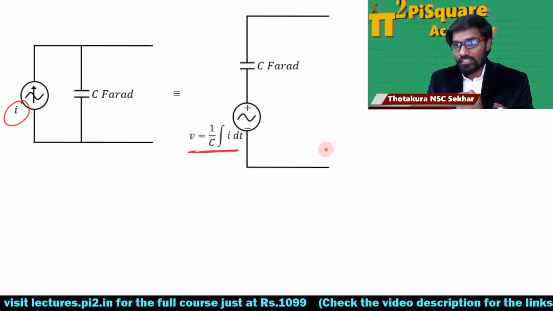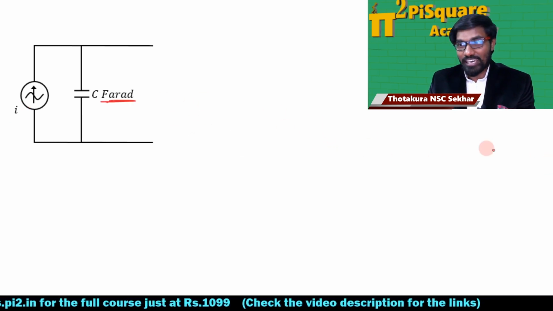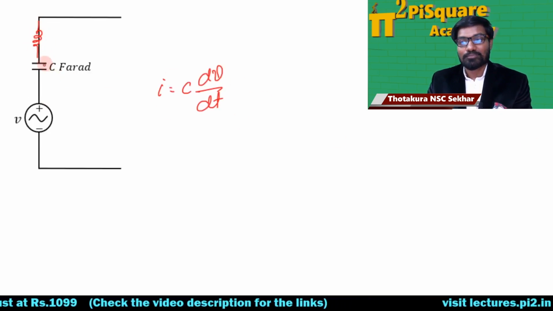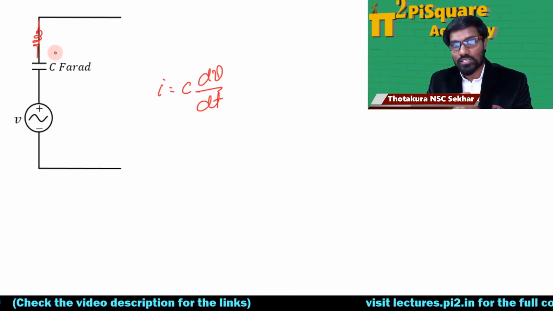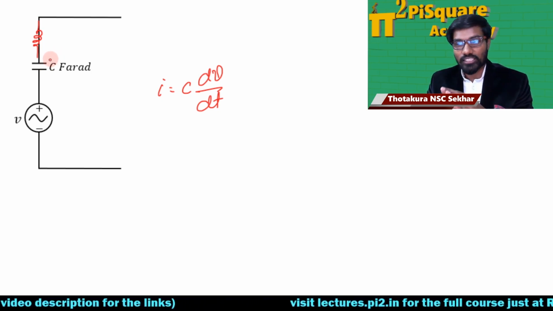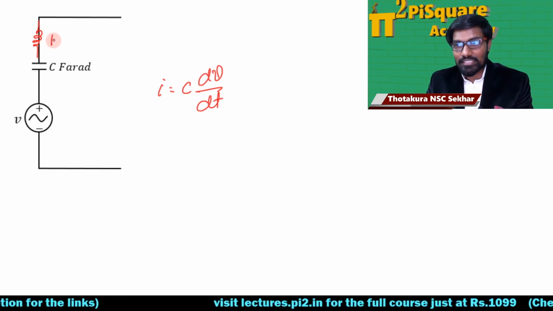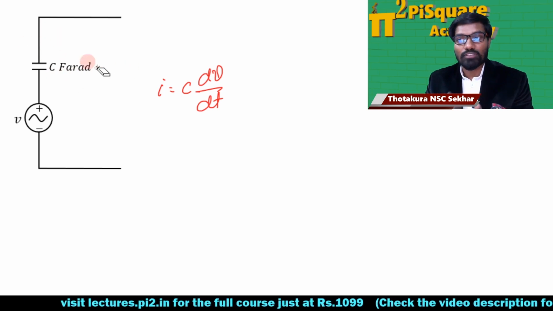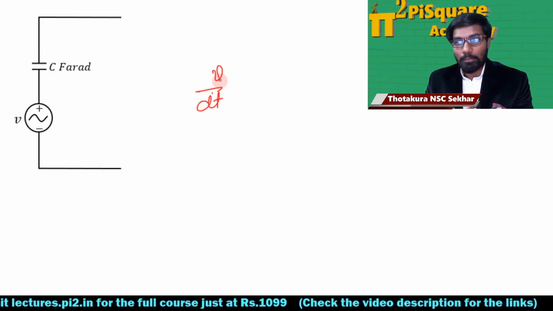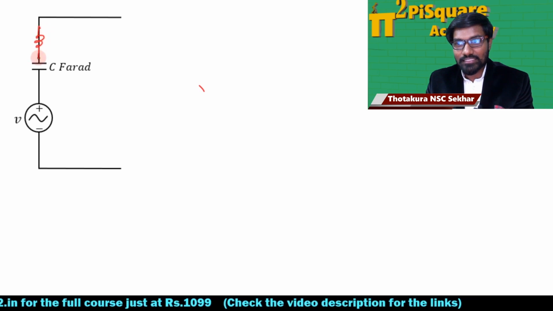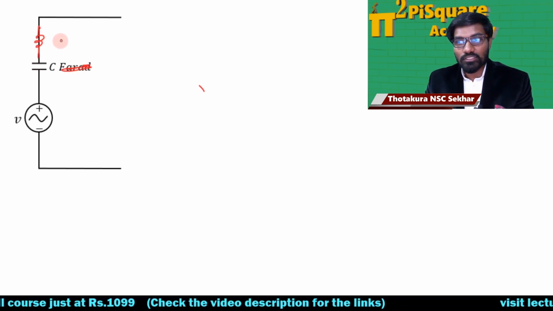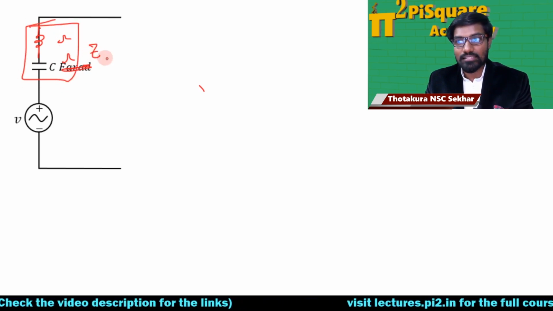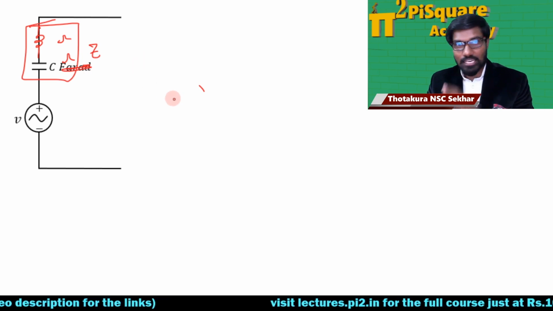Suppose you ask, sir, what if we have a capacitor and an inductor both in series? In that case, can you go for source transformation? No, you cannot. The inductor is L Henry and the capacitor is C farad, so you obviously cannot go for source transformation. But if L and C are both given in ohm, then you can keep them as one impedance and go for source transformation. That is allowed.